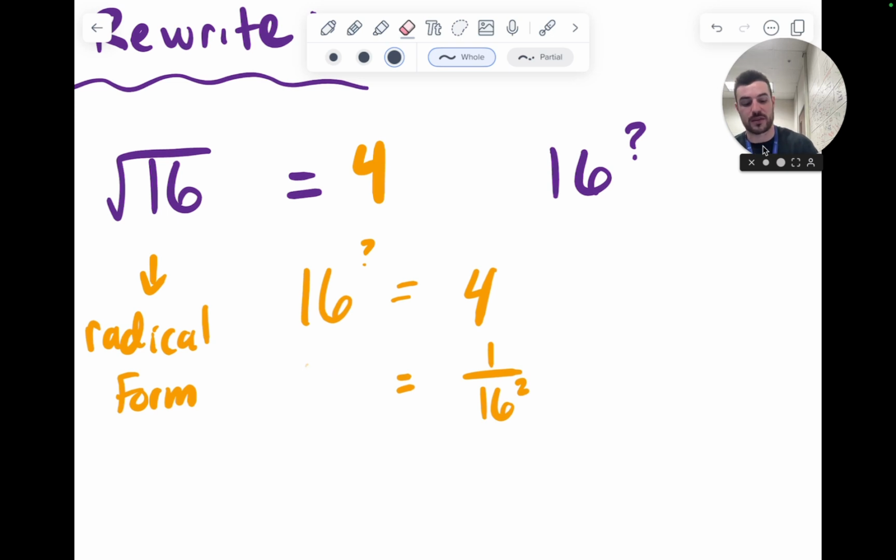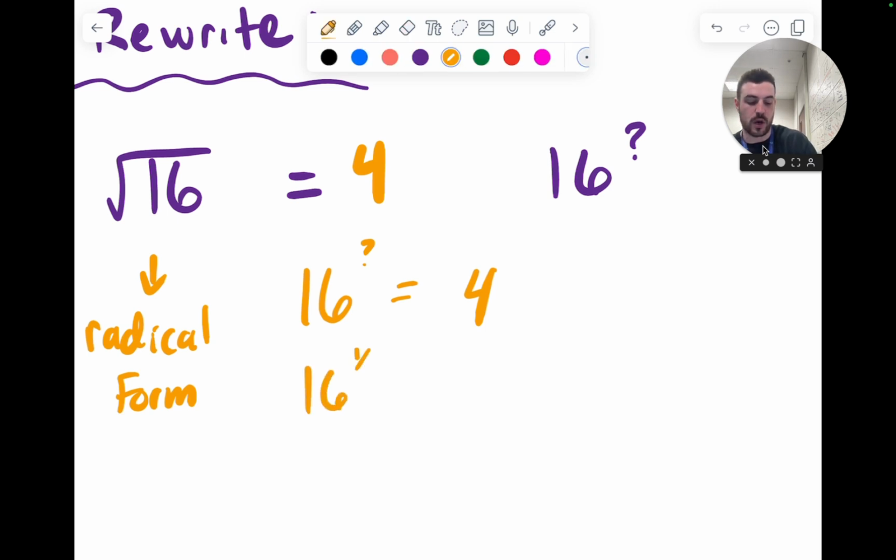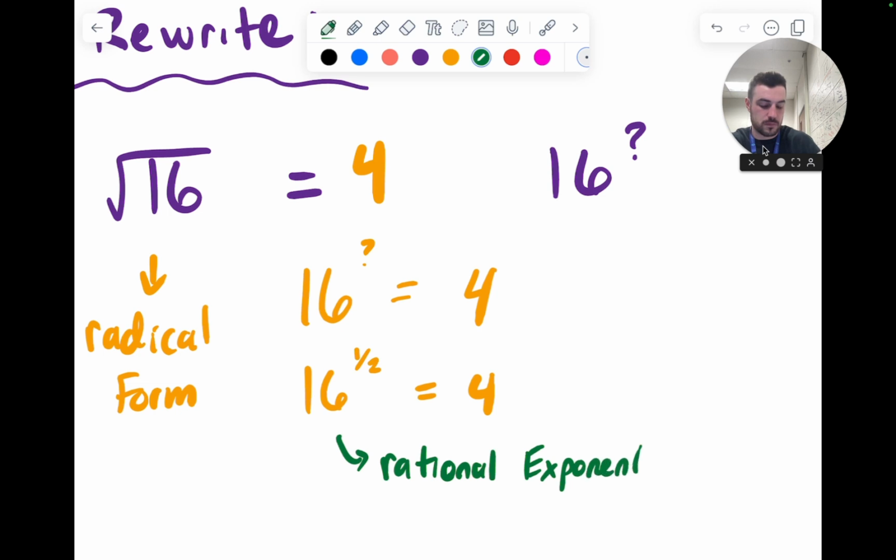The way this works is 16 to the 1/2 power is going to give us 4. So radical form is the one with the square root here, and our rational exponent form would be 16 to the 1/2 power.